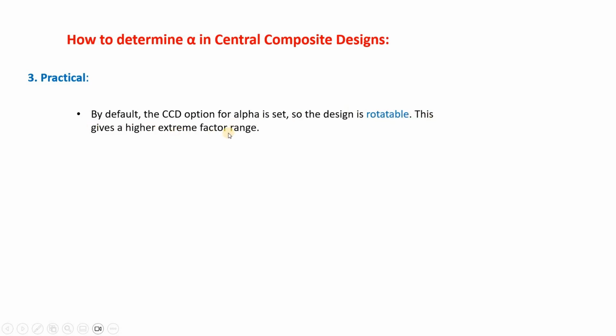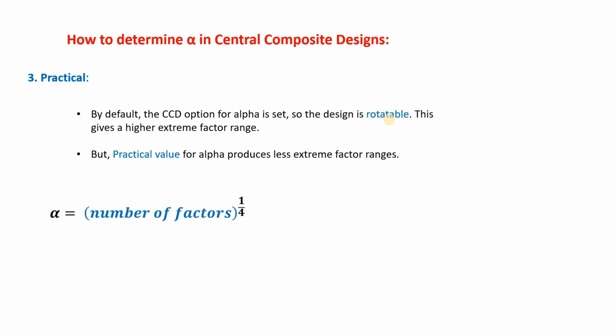This gives a higher extreme value. Usually, whenever you open Design Expert, the alpha value will be set to a rotatable design, which is where you get the extreme range of alpha value. If you want a practical value for alpha that is less extreme, where you don't want the alpha value to go beyond a certain level, then you can use the practical alpha value for optimizing in Design Expert.